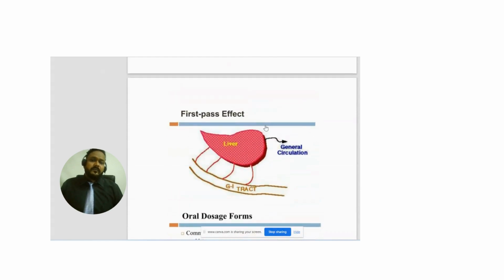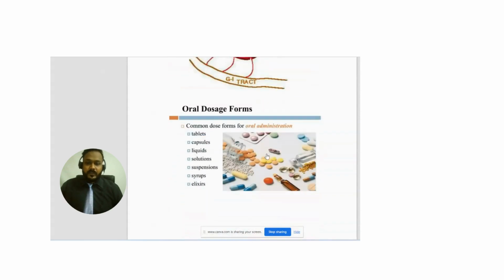Now we understand what is first pass metabolism. Whenever we take a drug by the oral route, it goes to the GI tract and is absorbed, and before going to the blood, it passes first through the liver. It's called first pass metabolism. Some drugs are deactivated, or some drugs are metabolized by the liver before going to the systemic circulation, so the drug is not able to give action. So such drugs are given by the parenteral route. For example, oxytocin is not given by oral route, it is given by parenteral.